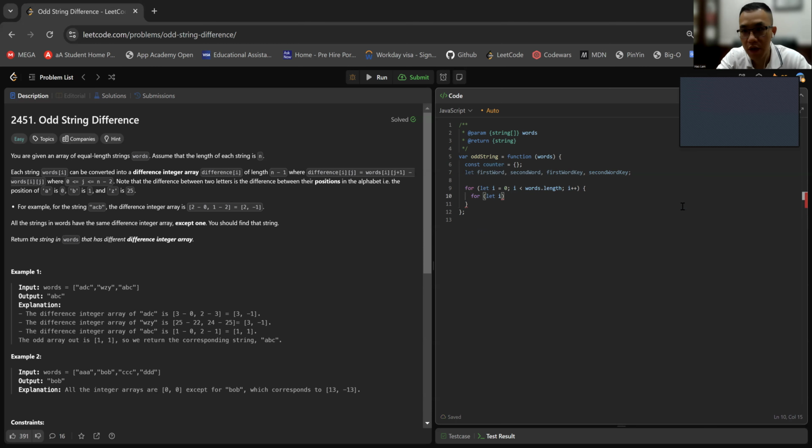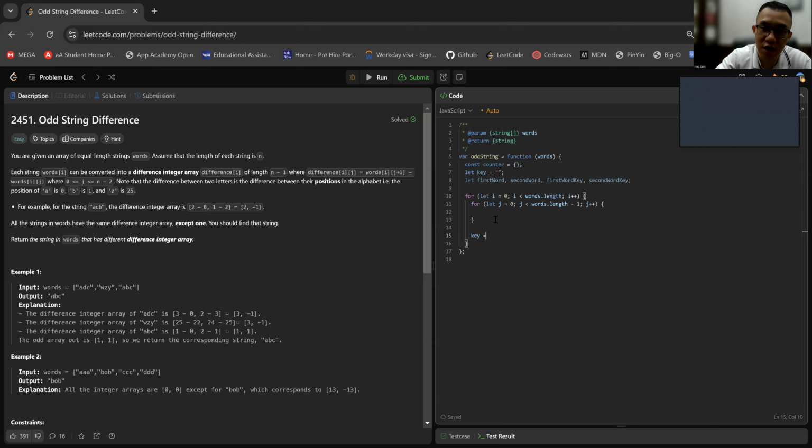Okay. And then for each word, we need to iterate over each letter to calculate the difference. We have to start from 0 here, and we will stop one word before, because we only take the next word minus 1 to find the difference. J plus plus. Okay. So where's our key? Let's define our key right here, and we can reset it later. So this is our key.